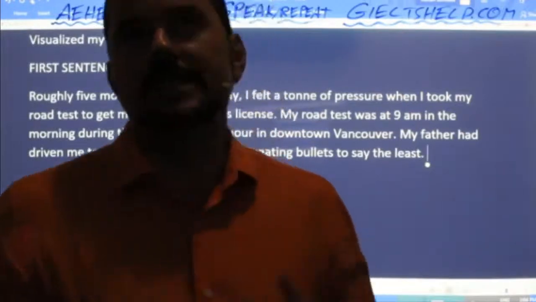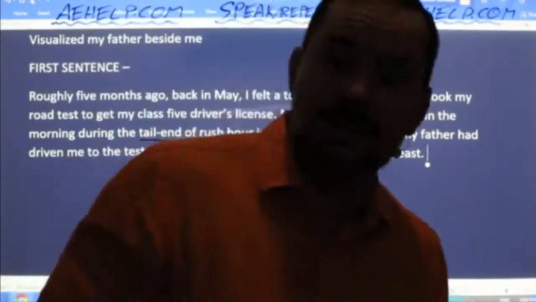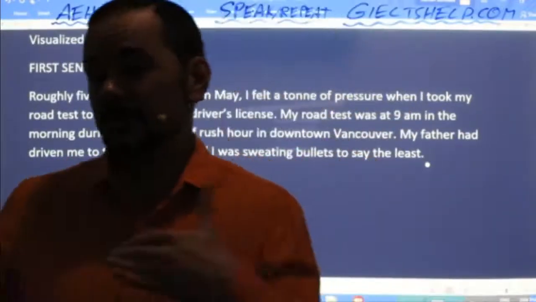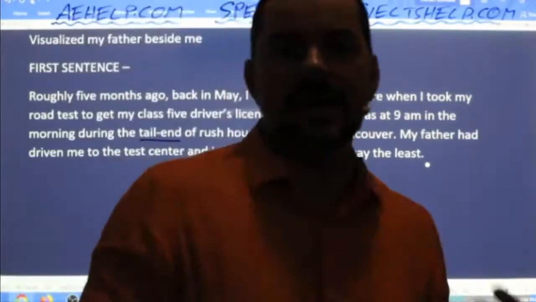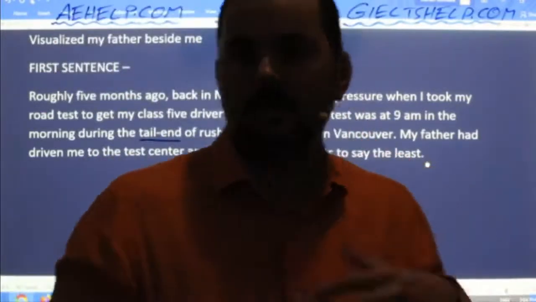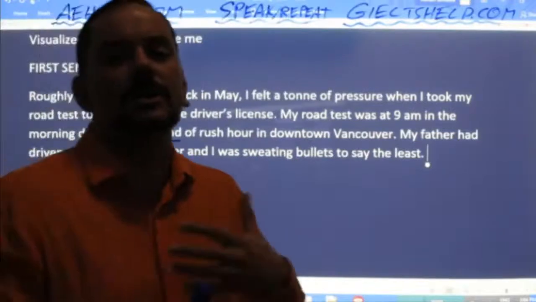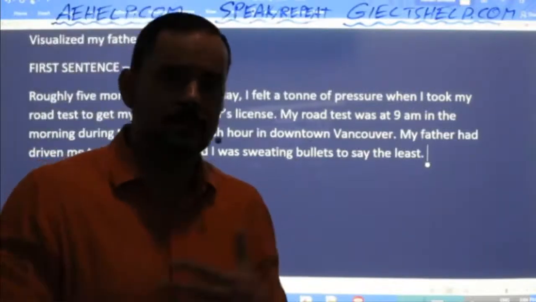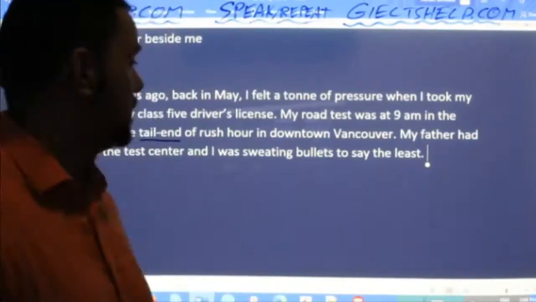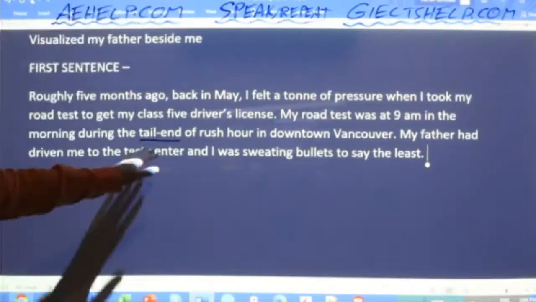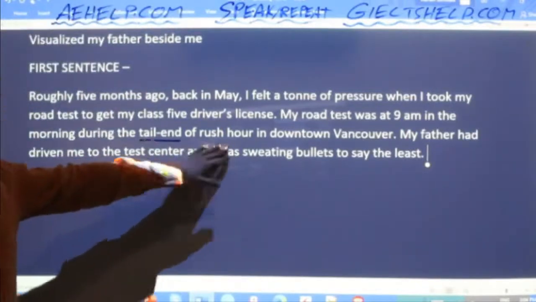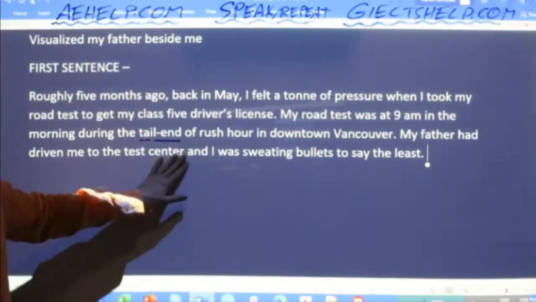So if we say that rush hour is from 7:30 or 8 a.m. until 9 a.m., then 9 a.m. would be the tail end. It would be kind of when rush hour is starting to subside. Subside means break up, okay? And that's the tail end of rush hour, okay? So watch these nice expressions, collocations.